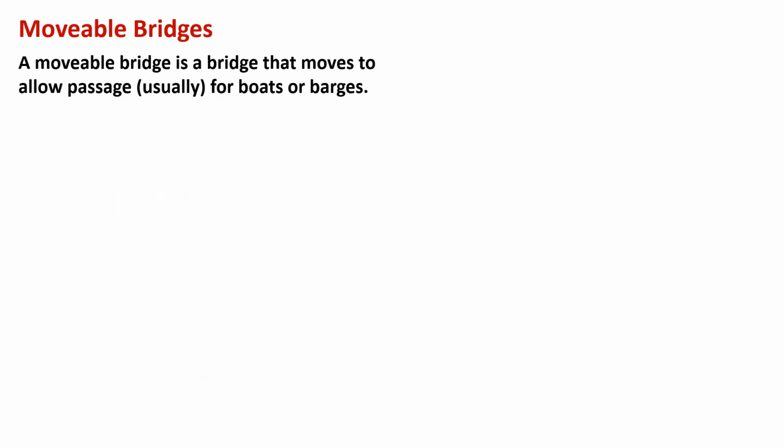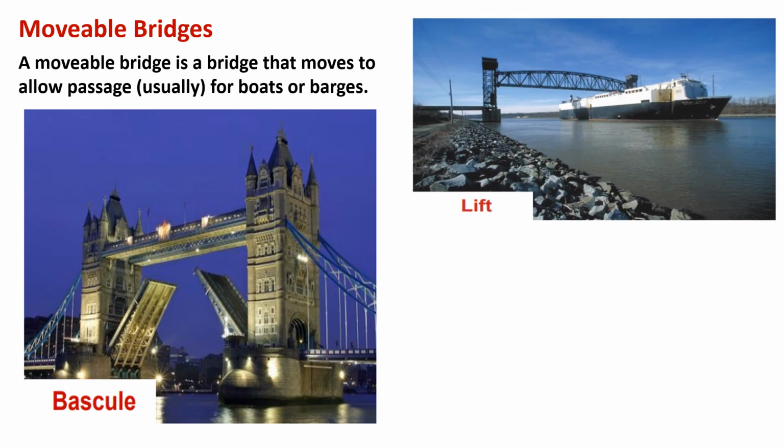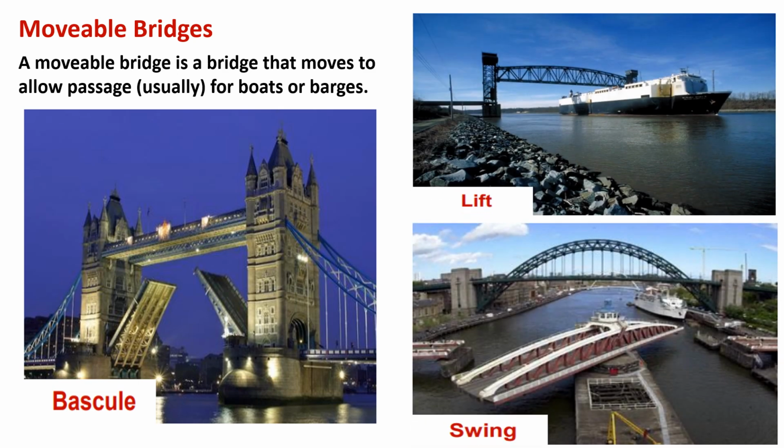And then we have movable bridges. A movable bridge is a bridge that moves to allow passage for boats or barges. And a movable bridge may be of a bascule type, a lift type, or a swing type.